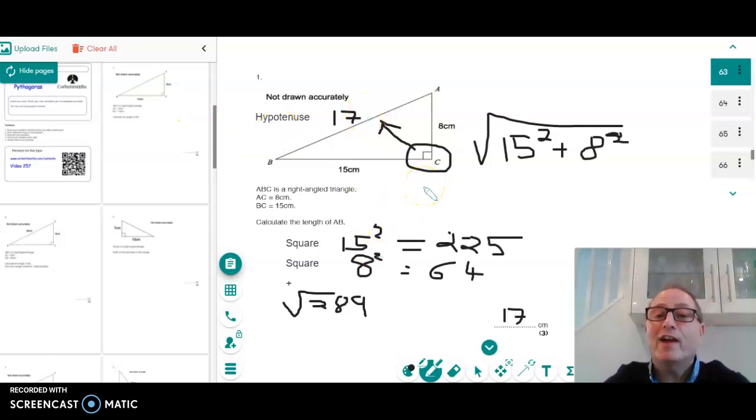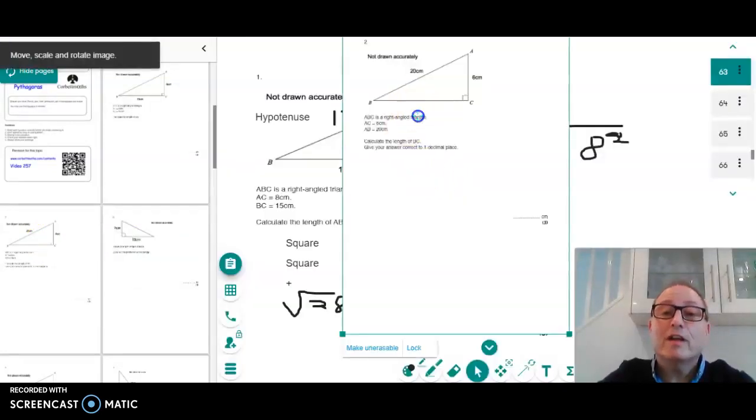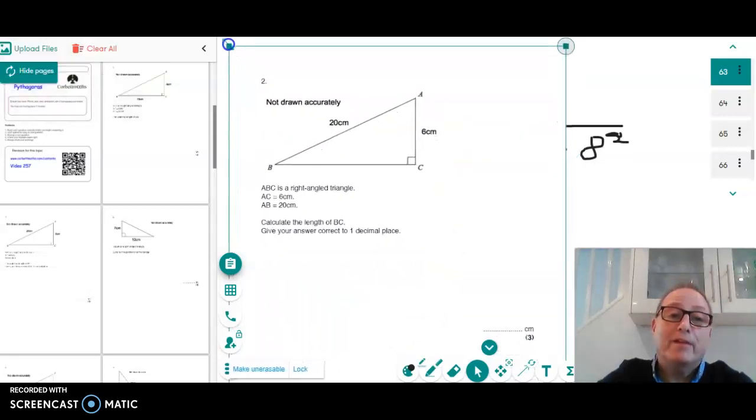Now I'm going to show you how to calculate a short length, either length. It doesn't matter whether it's BC or if it's AC. So let's just get another question here. Let's just drag this over. And I'll just put this up here. There we go.